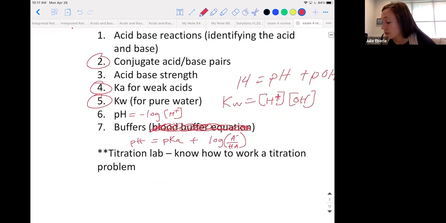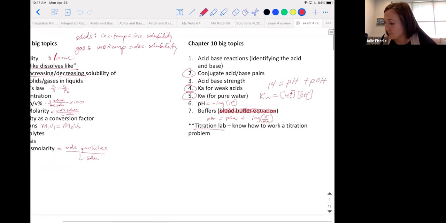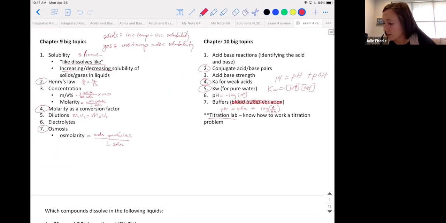Lastly, we did a whole lab on titrations, so you better know how to work a titration problem. Remember how you had to calculate the molarity of acetic acid from the vinegar titration? Know how to calculate using molarity as a conversion factor in a mole to mole ratio. All right, those are the big ideas. Let's start working some problems.